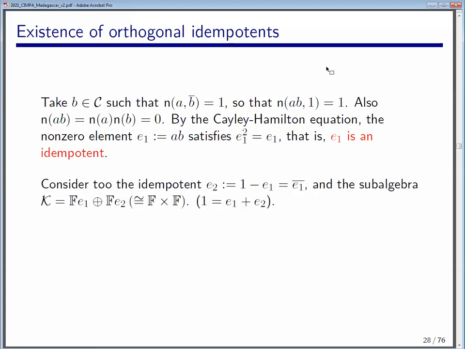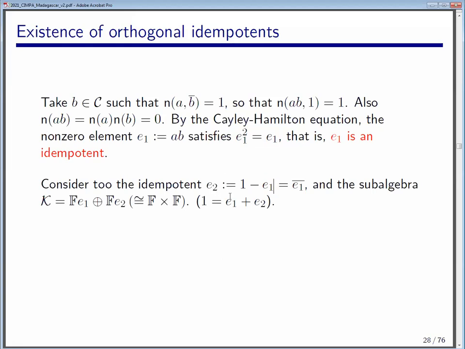Now we have an idempotent of norm 0. Now, if you think about it, this element is also an idempotent. When you take the square, you also get this element. Every time you take an idempotent in an algebra and you take 1 minus this idempotent, you get another idempotent.